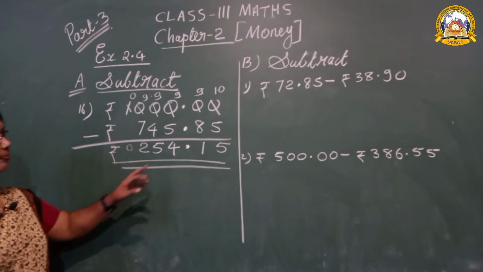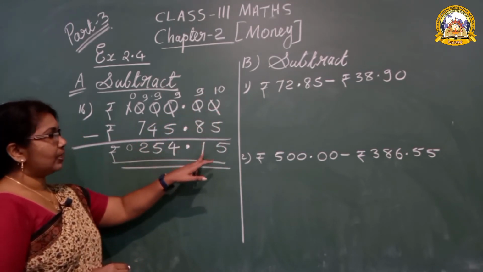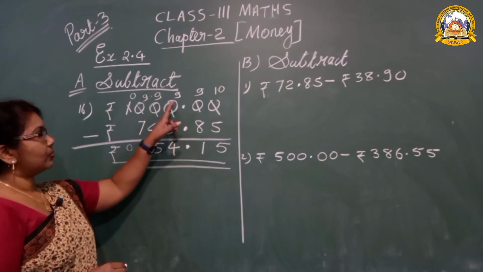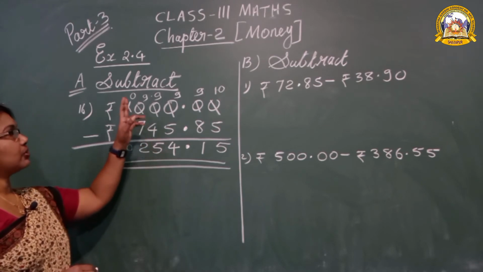How to check it? 5 plus 5, 10. Carry 1. 8 plus 1, 9 plus 1, 10. Carry 1. 5 plus 4, 9 plus 1, 10. 7 plus 2, 9 plus 1, 10.